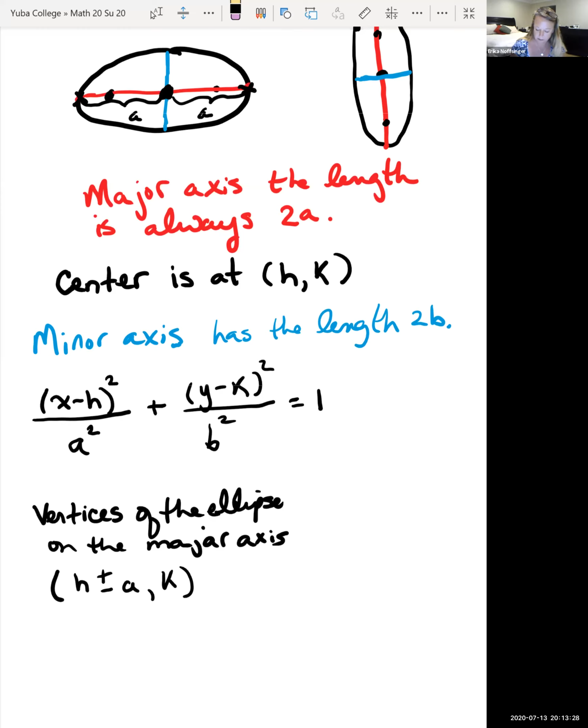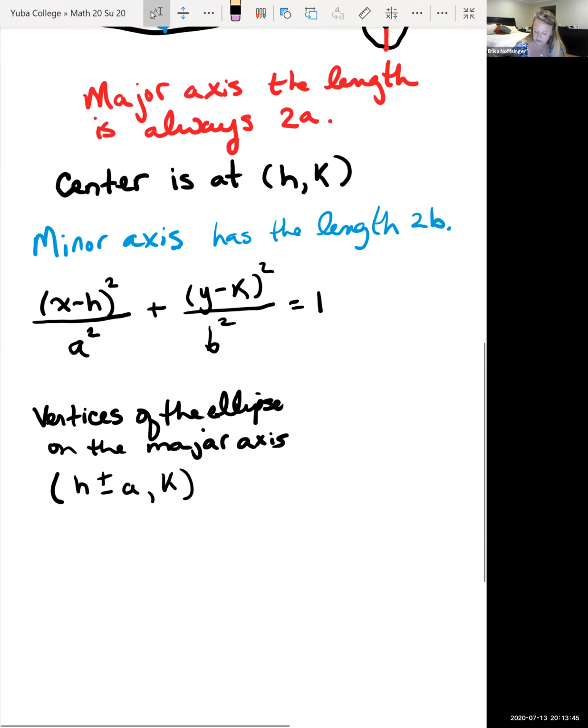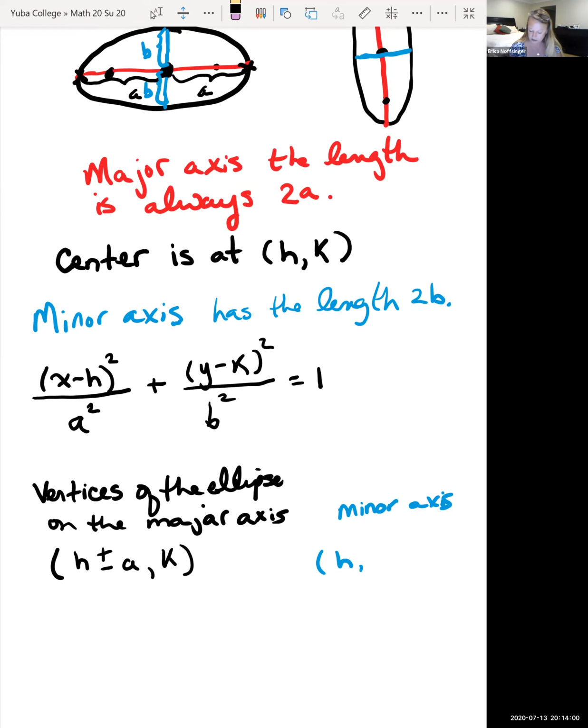Now the vertices of our minor axis. Well, we talked about the minor axis, that total length was 2b. The length from the top to our center is b, and from our center down, that length is b. So vertices on the minor axis, that's affecting our y value. Our x value is the same as our center, but we're either adding our b value or subtracting our b value from that y value to get the vertices on the minor axis.